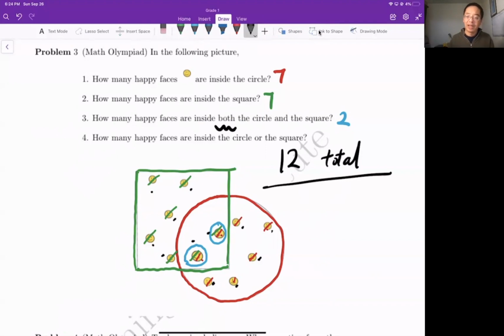Some of you might at first get, oh, I have 7 and 7. And if you know how to do addition, you might think 7 plus 7 is 14, but it's not 14. Why is it not 14? That's because they have overlap. If you do 14, these two faces will be counted twice. So instead of 14, what do we have? 12. So you could just count directly, 12.